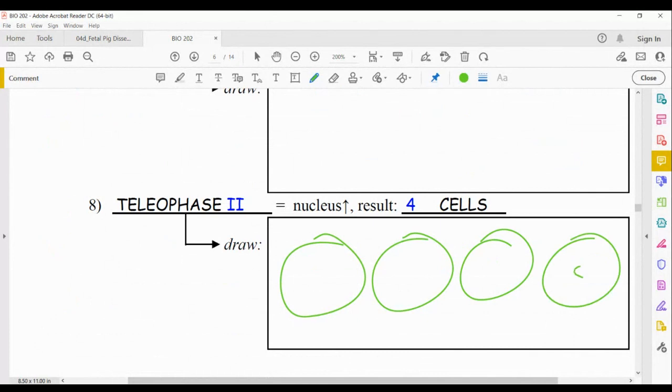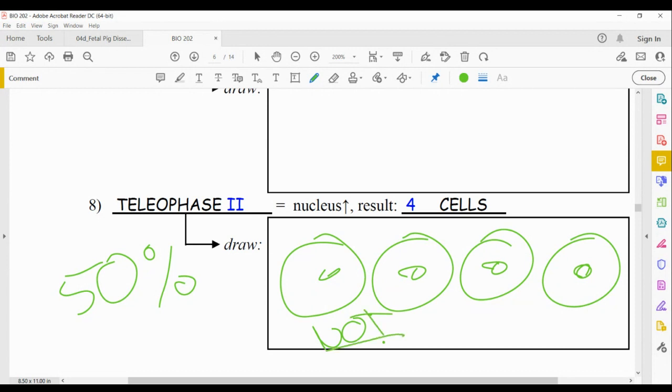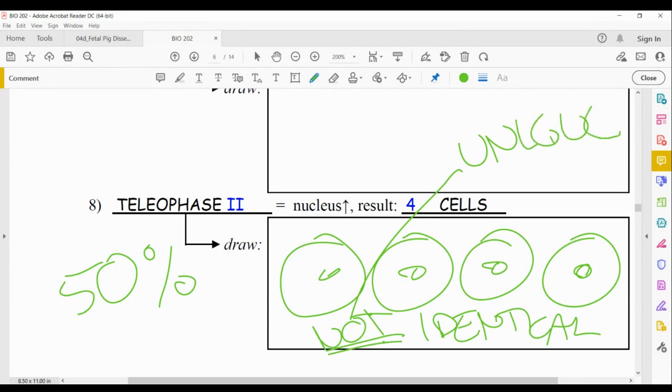And each of those is going to contain only 50% of the genetic material. The other big thing to notice is that they are not identical to each other. They're all unique, or different.